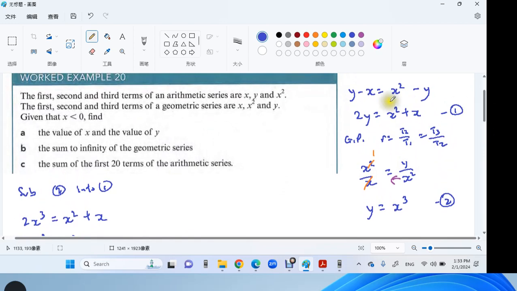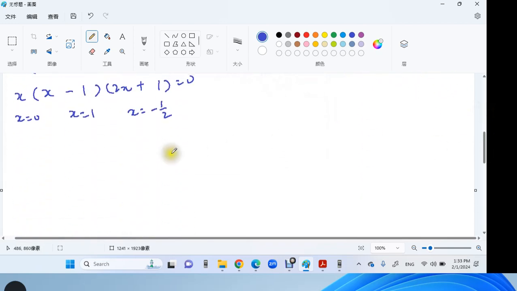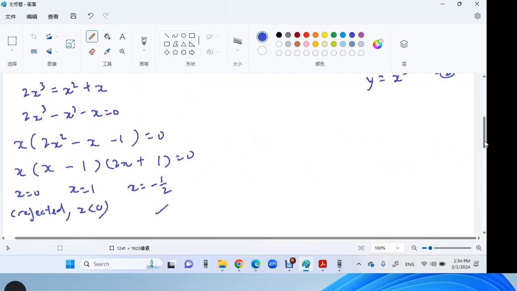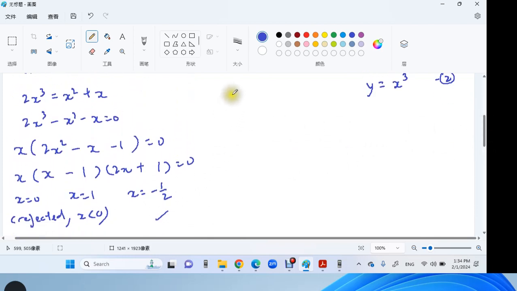Okay, so x is less than 0. So these two will be rejected because x is less than 0. So x equal to negative 1 over 2. Okay, so we will sub x equal to negative half into equation 2: y equal to negative half to the power 3, negative 1 over 8.